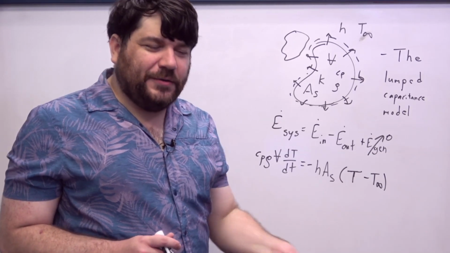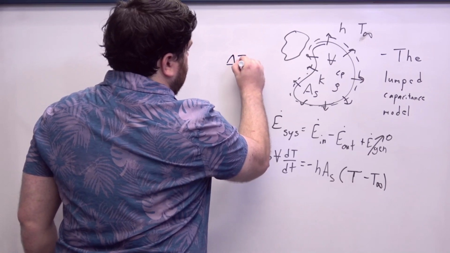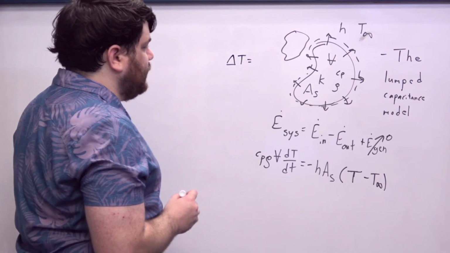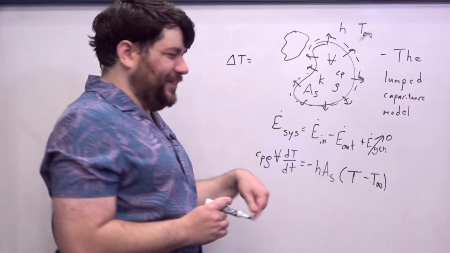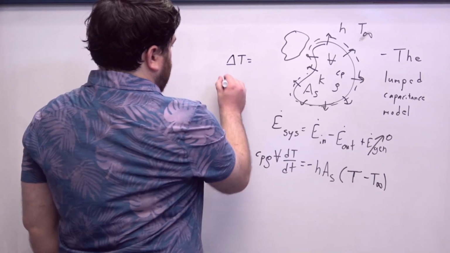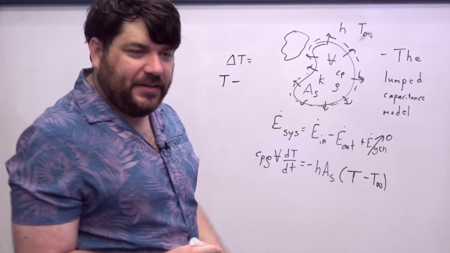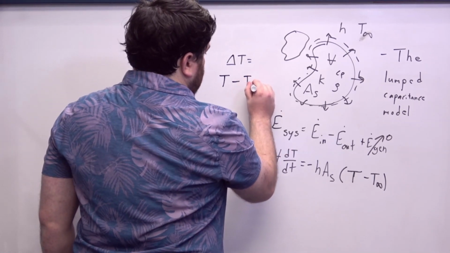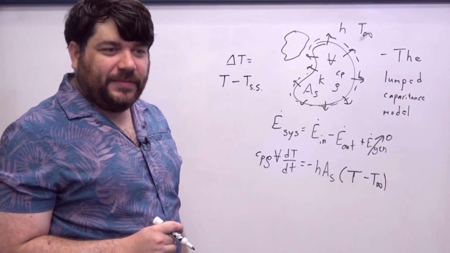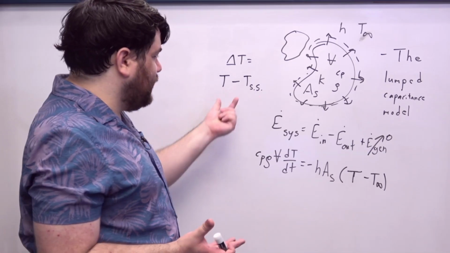What I want to do is find the temperature difference of this object between its current temperature and its steady state temperature. So I'm going to define this delta T as the temperature of the object minus the temperature of the object at steady state. That is to say, as time goes by, what is the eventual temperature that we would expect this object to reach?